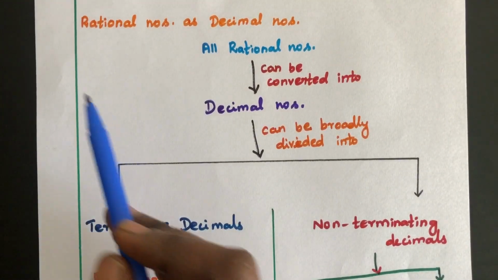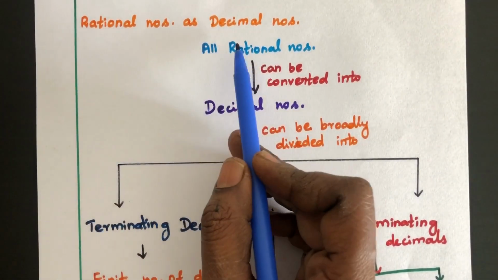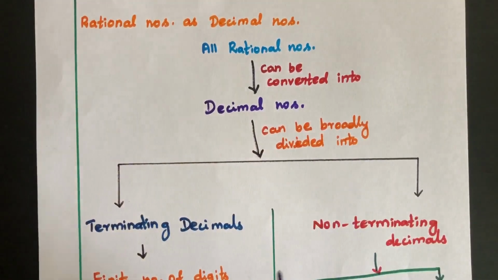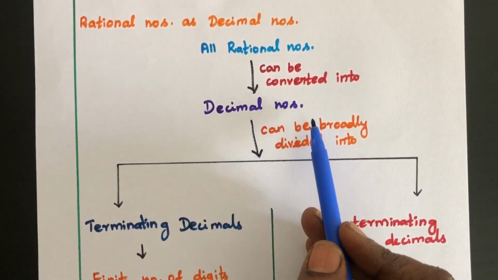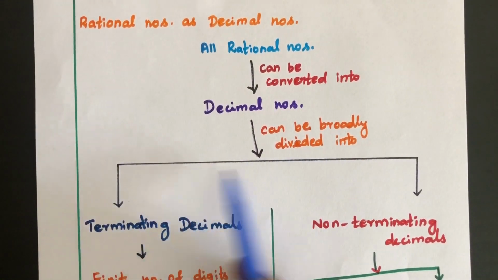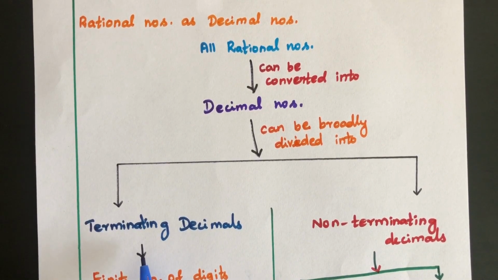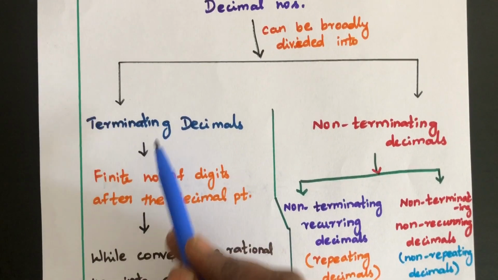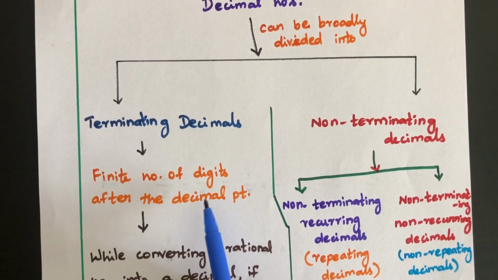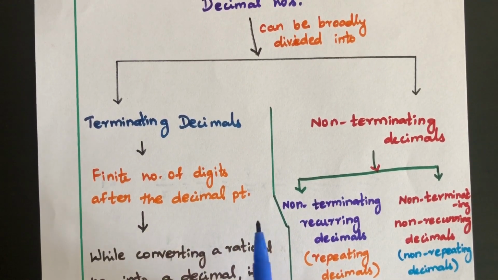That's all. How to convert rational numbers into decimal numbers. All rational numbers can be converted into decimal numbers. Also, these decimal numbers can be broadly divided into two parts: terminating decimals and non-terminating decimals. Terminating means ending decimals. Non-terminating means it will keep on going. That is called non-terminating decimals. Terminate means end: a finite number of digits after the decimal point. It will end at some point.